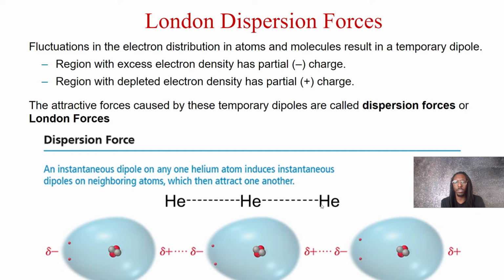And this dashed line here is to show that there's an intermolecular force between the three of them. Now, if we break this down, they're looking like this, right? We got our helium. This is our nucleus, two protons, two neutrons. And then we know with helium, we got two electrons, right?